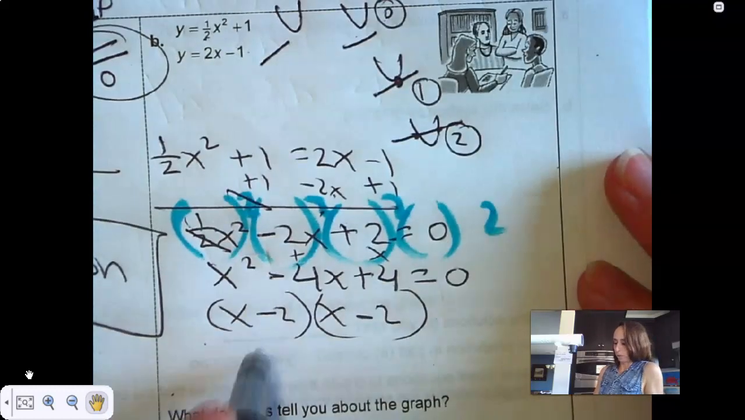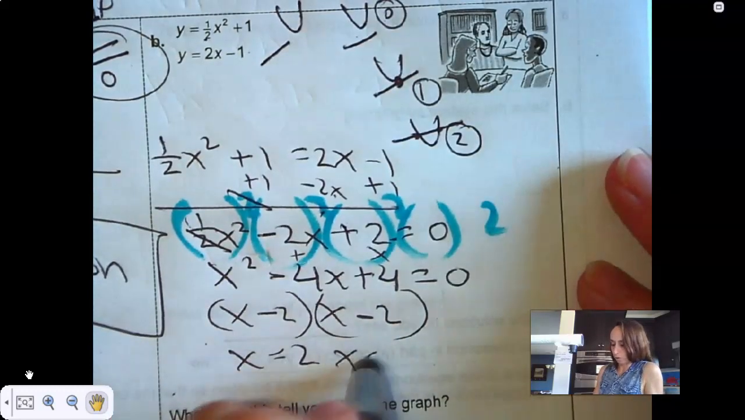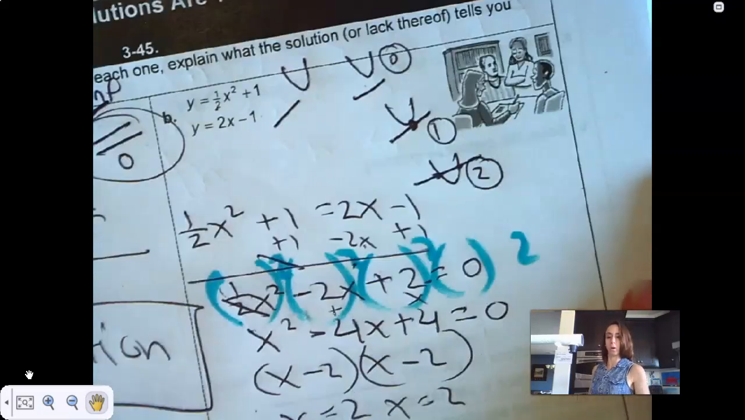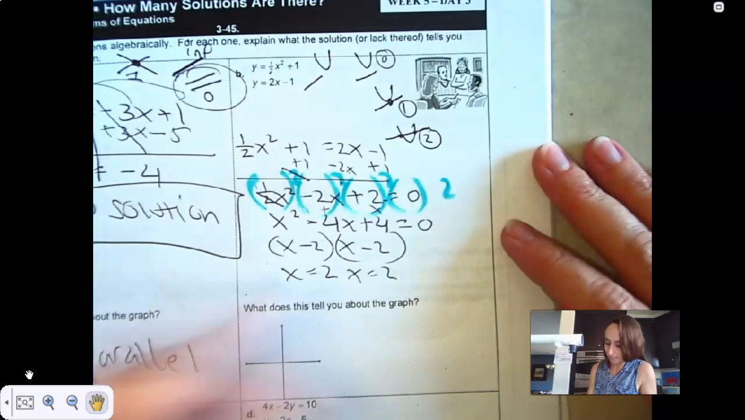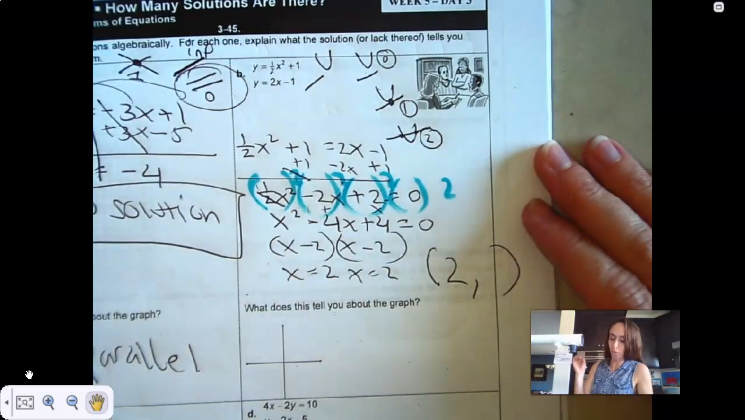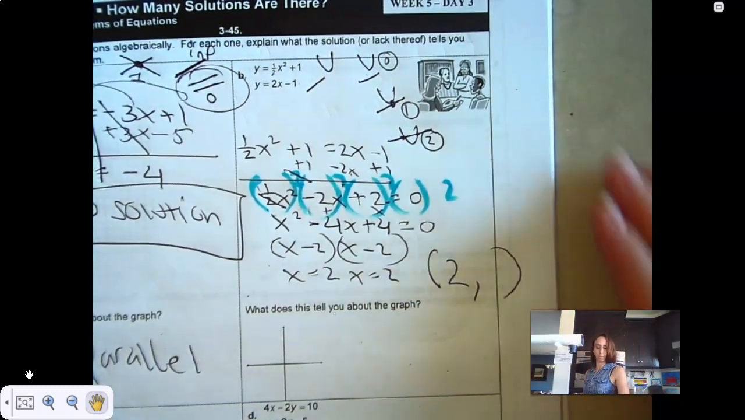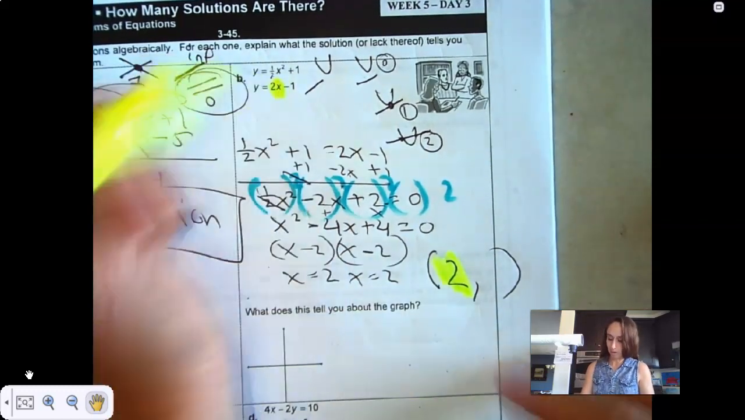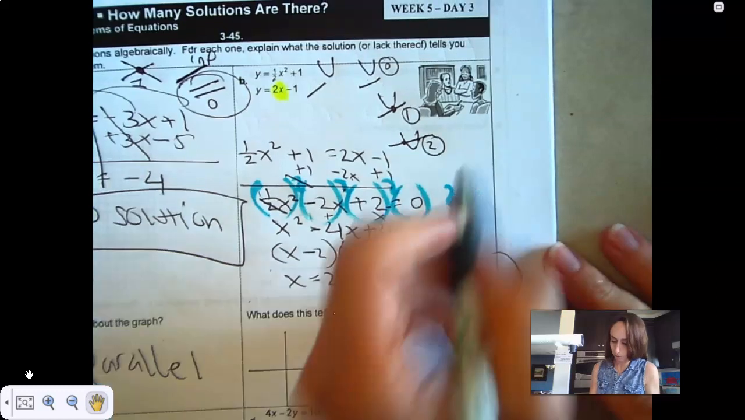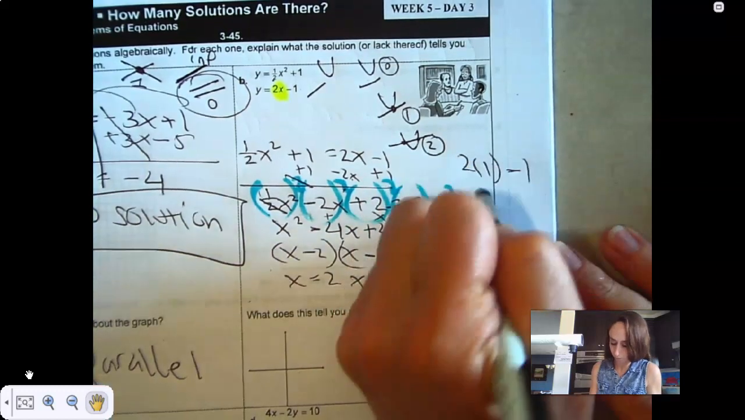Oh, so does that mean I have one solution or two solutions? Well, you go, well, I got two x's. I understand. But they're the exact same x. So I really only have one answer. Now I got my x value. How do you think I get my y? I can plug it into either equation, but you know I'm going to pick the one without a fraction.